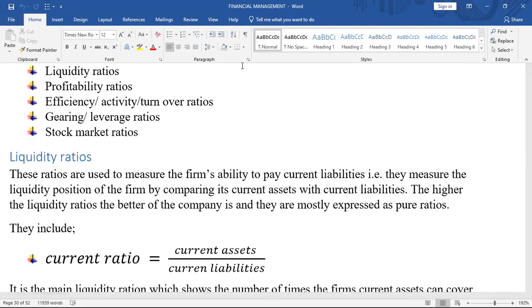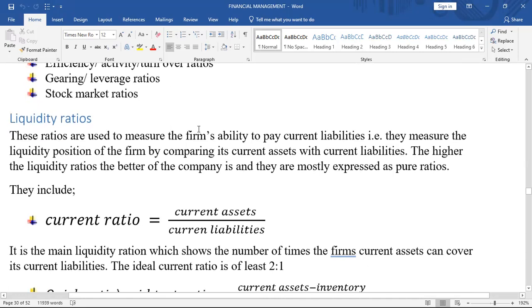I start with the liquidity ratios, and I say these ratios are used to measure the firm's ability to pay current liabilities. I just want to repeat again. They are the ratios which are basically used to show the firm's ability to pay its current liabilities. And they measure the liquidity position of the firm by comparing its current assets with the current liabilities. The higher the liquidity ratio, the better the company is. And they are normally expressed as pure ratios.